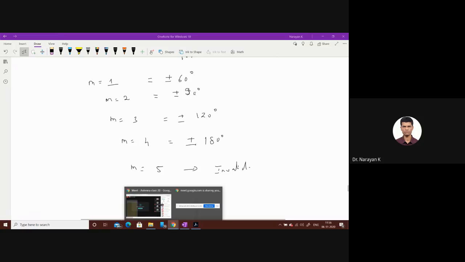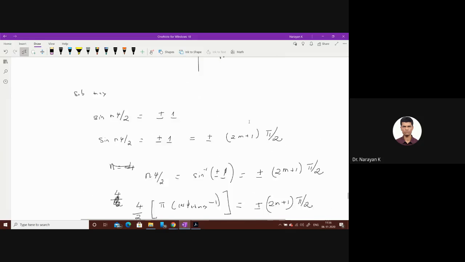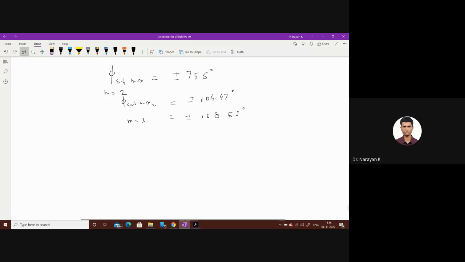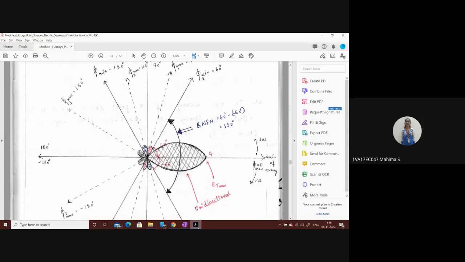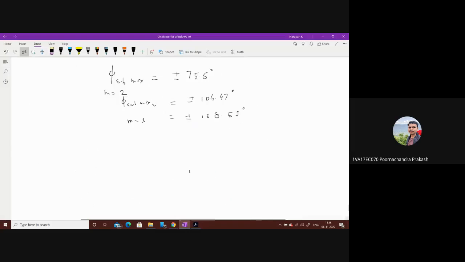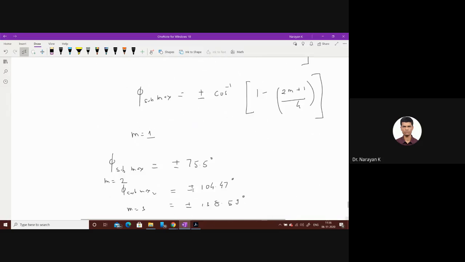So where will the radiation be coming? Between 90 and 180 degrees, because between 60 and 90 is already done. The next radiation pattern will be between 90 and 120 degrees. Where is that coming? 104.47 degrees. So there you have to draw one more small subsidiary maximum, at 104.47, approximately 105 degrees. Agreed?